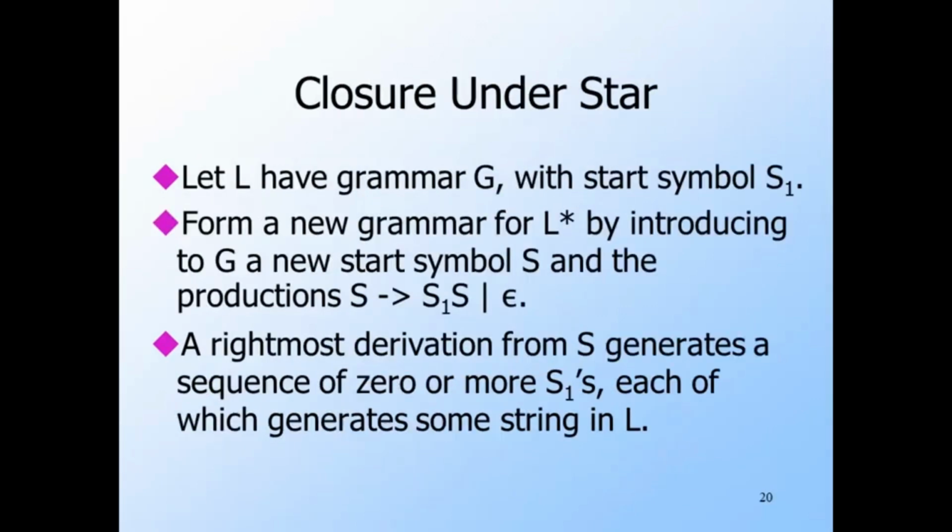For Kleene star, let's start with the grammar G for the language L. Let this grammar have a start symbol S1. Form a new grammar by adding to G a new start symbol S and the productions S goes to S1 S or the empty string. Then a rightmost derivation from S begins by generating 0 or more S1s, that is, it uses this production as many times as it likes, followed by S goes to epsilon. From each of these S1s we can generate exactly the strings in L, so the new grammar generates L star.